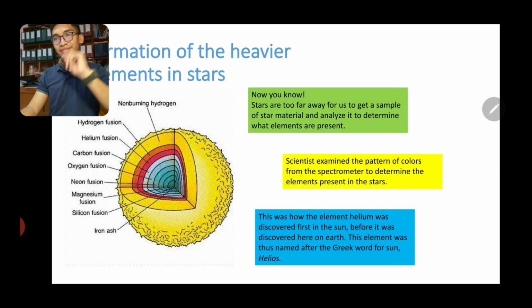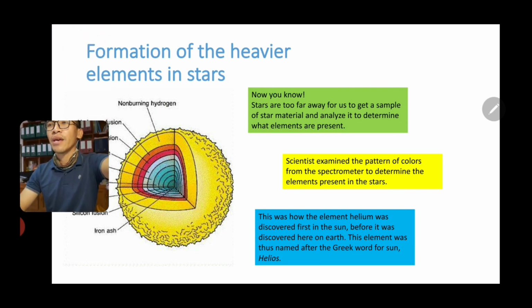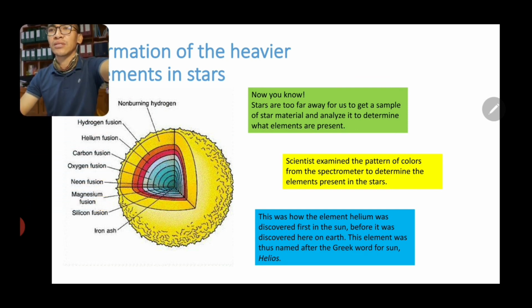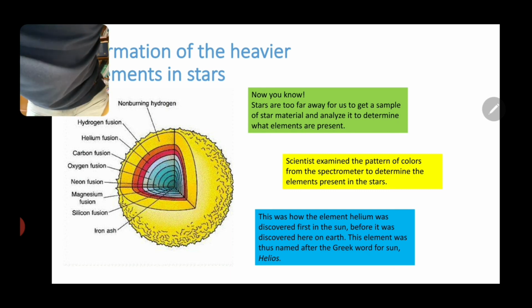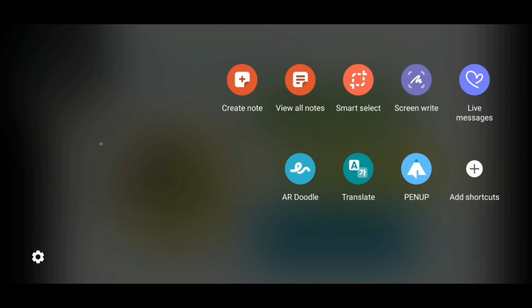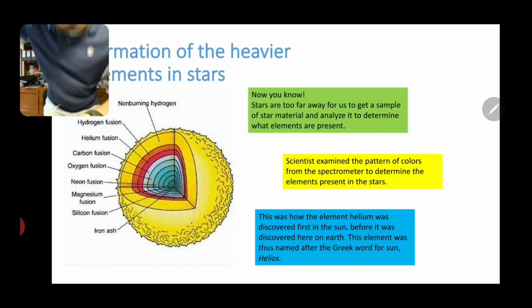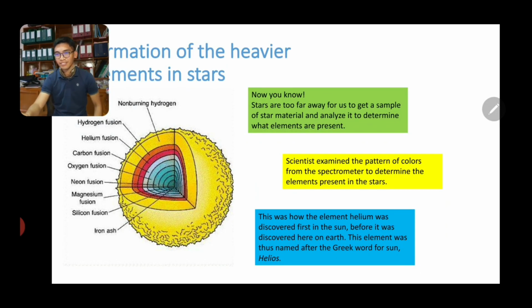Sorry. Ayan. Baba natin yung camera ko. Formation of heavier elements in stars. Corny kasi ng clicker ko. Ayaw na. Wait lang guys. 1 second. Guys. Ayaw niya. Kaya mo naman Jess. Ang corny niya.